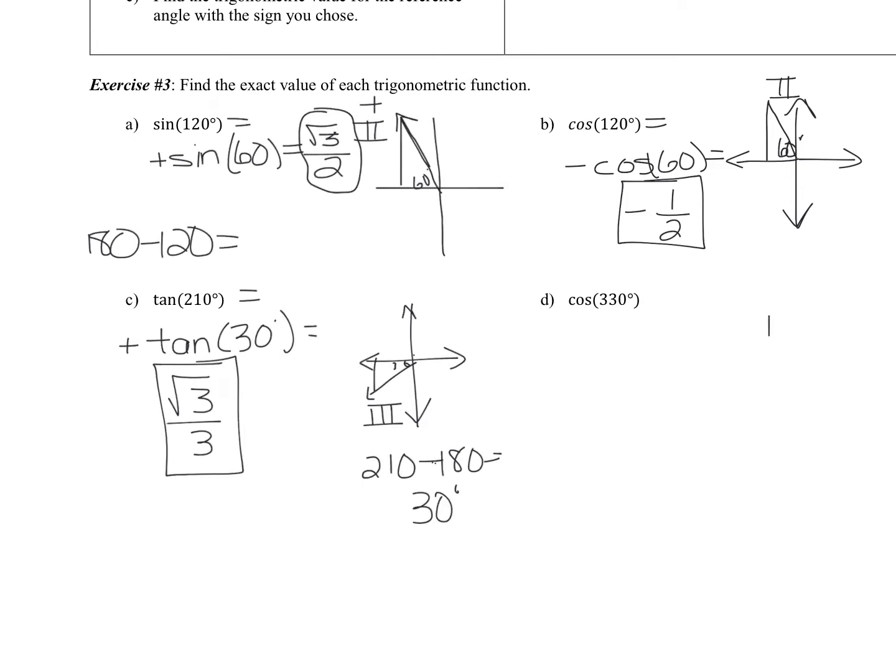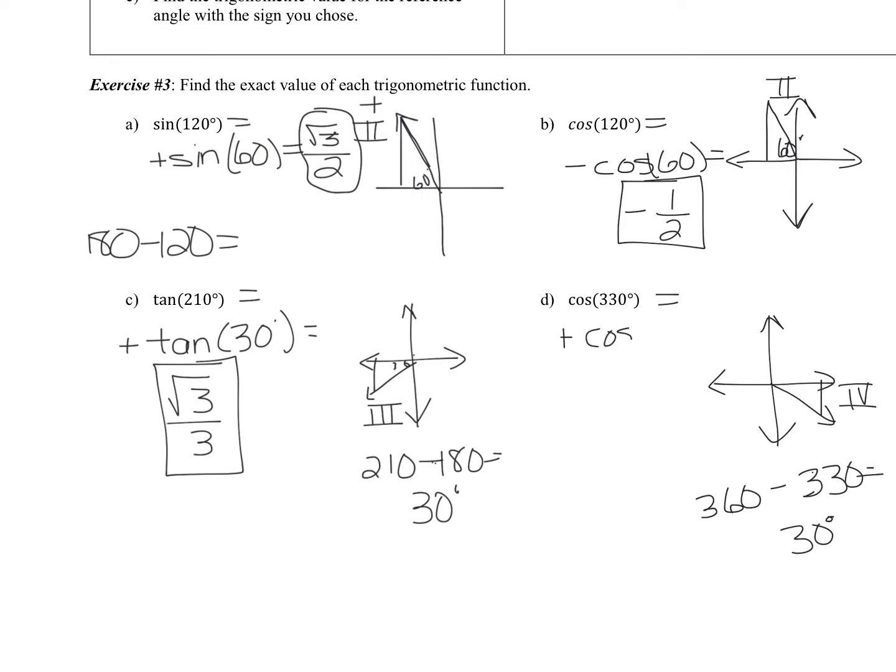Lastly, we have the cosine of 330. We are in the fourth quadrant. We know to get the reference angle, we need to subtract from 360 there. We're trying to get to the x-axis now nearest to the fourth quadrant. So that's 30 again. This is the fourth quadrant where we know cosine is positive. So this is the positive cosine of 30, and the cosine of 30 is radical 3 over 2.